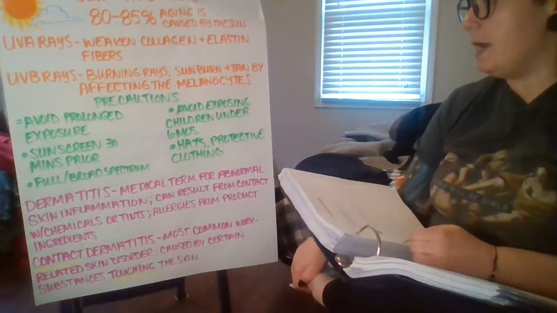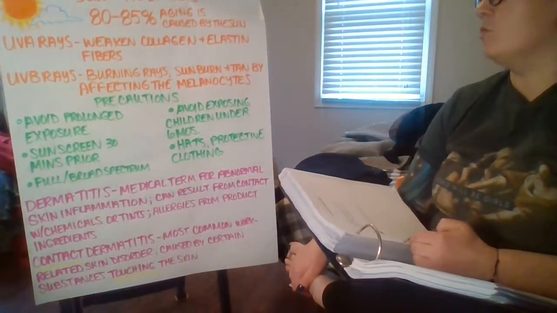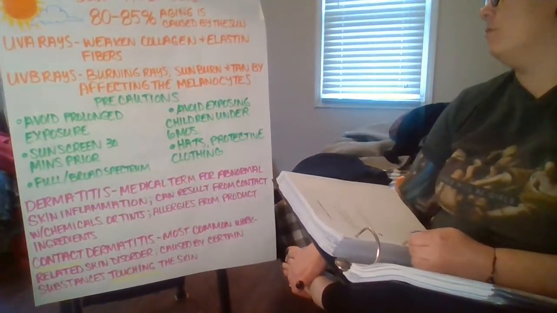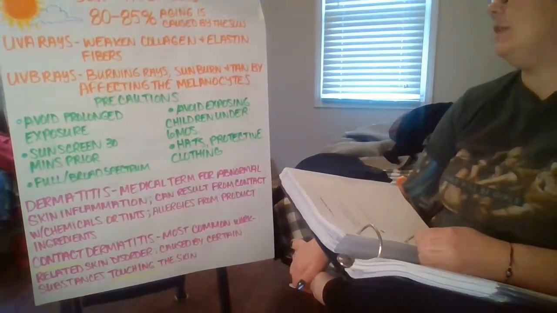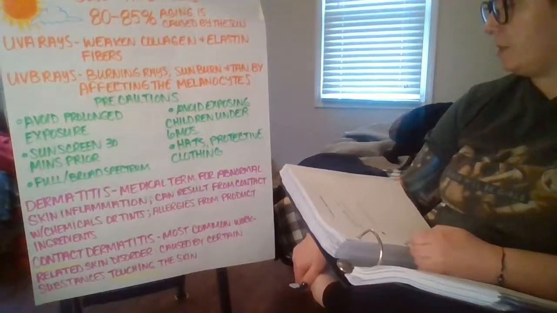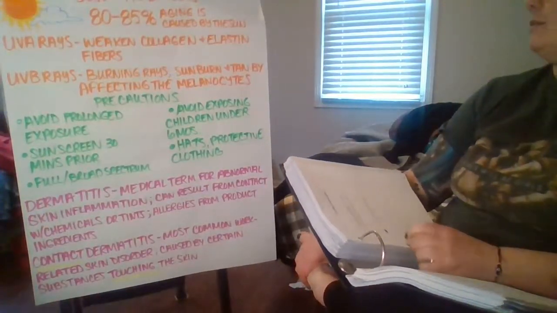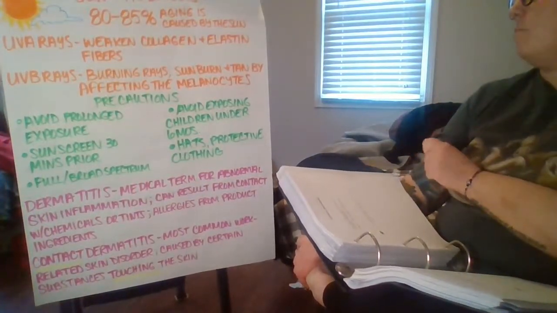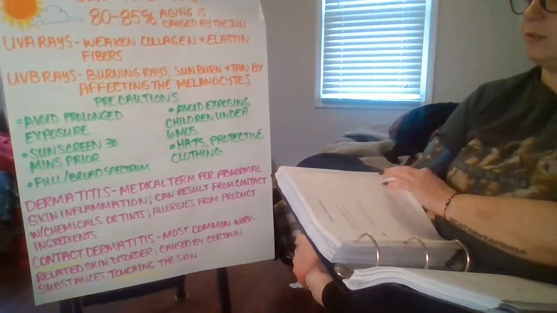Dermatitis. Dermatitis is the medical term for abnormal skin inflammation. It can result from contact with chemicals or tints, or allergies from product ingredients. Contact dermatitis is the most common work-related skin disorder, and it's caused by certain substances touching the skin.